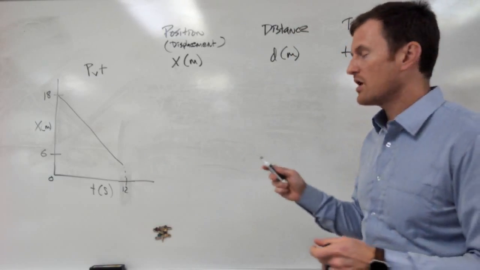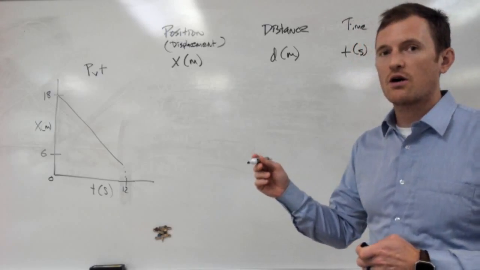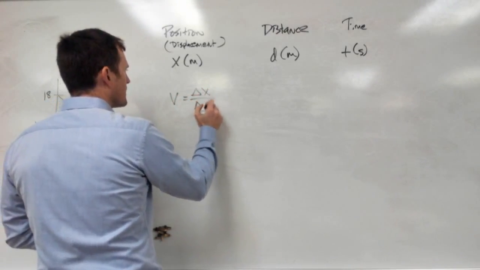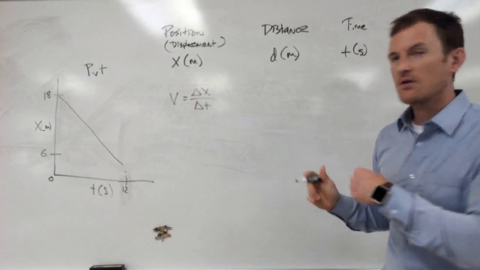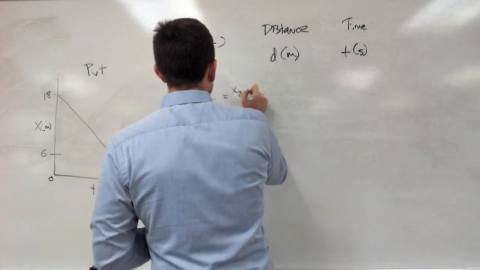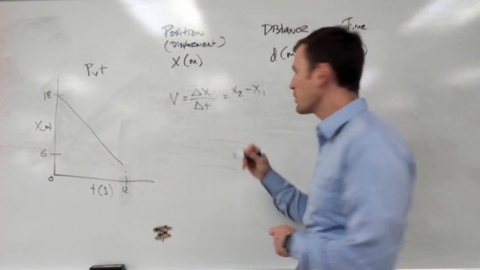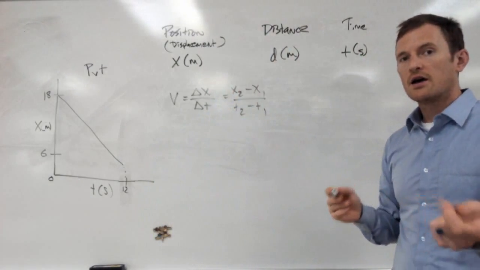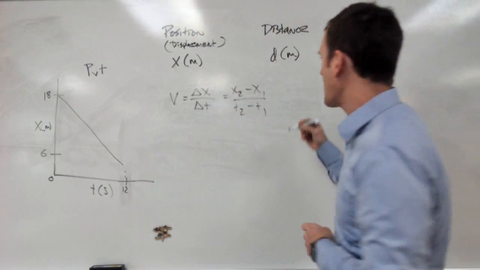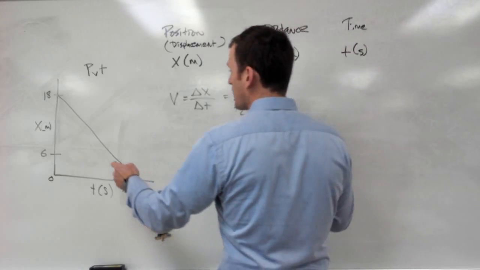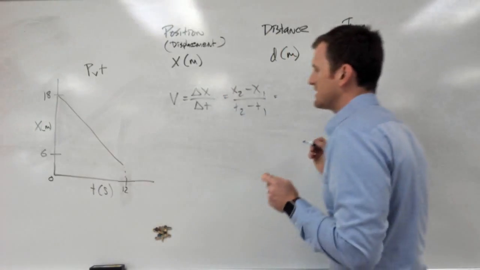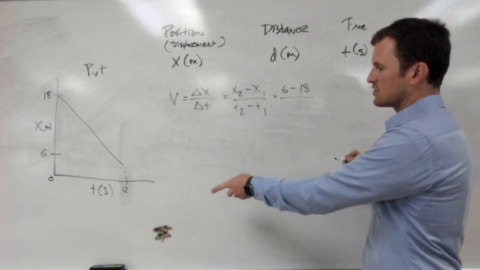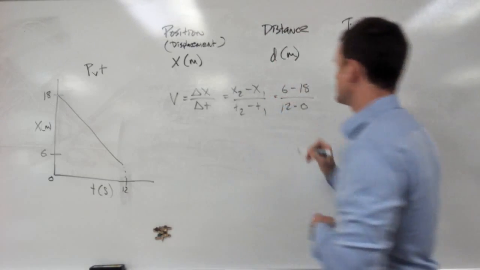We already said that our velocity is equal to v equals delta x over delta t. And again, we will remember that delta x equals x2 minus x1 and delta t equals t2 minus t1. So let's plug in our numbers from our graph. In this case, our x1 is 18 and our x2 is 6. So 6 minus 18 divided by 12 minus 0.